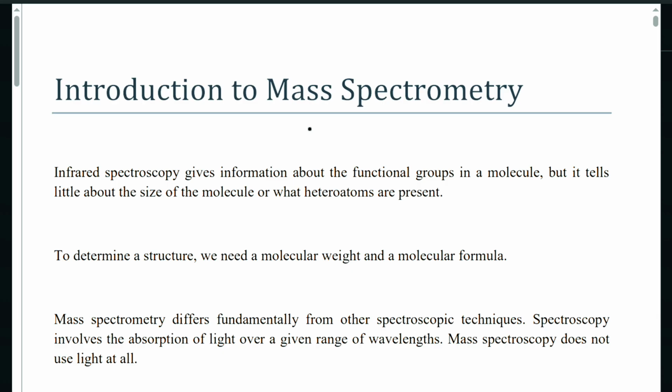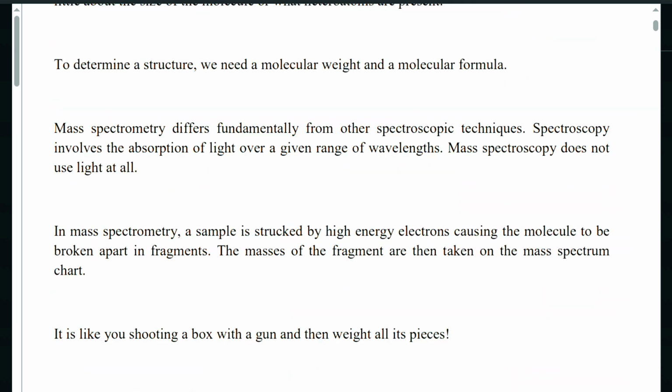of light basically. Infrared spectroscopy gives information about the functional groups in a molecule, but it tells little about the size of the molecule or the heteroatoms that are present. To determine the structure, we need a molecular weight and molecular formula, right? So mass spectrometry differs fundamentally from other spectroscopic techniques. Spectroscopy, as I've said earlier, involves the use of light, but spectrometry does not. So let's see the next part of it.